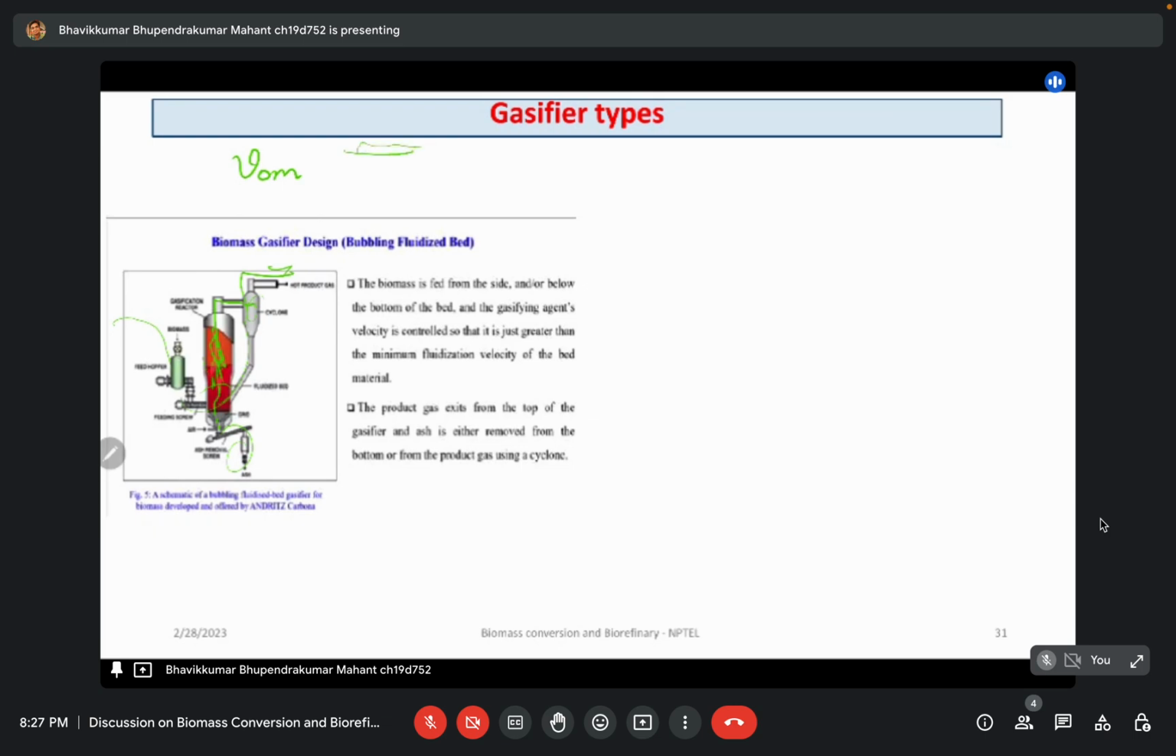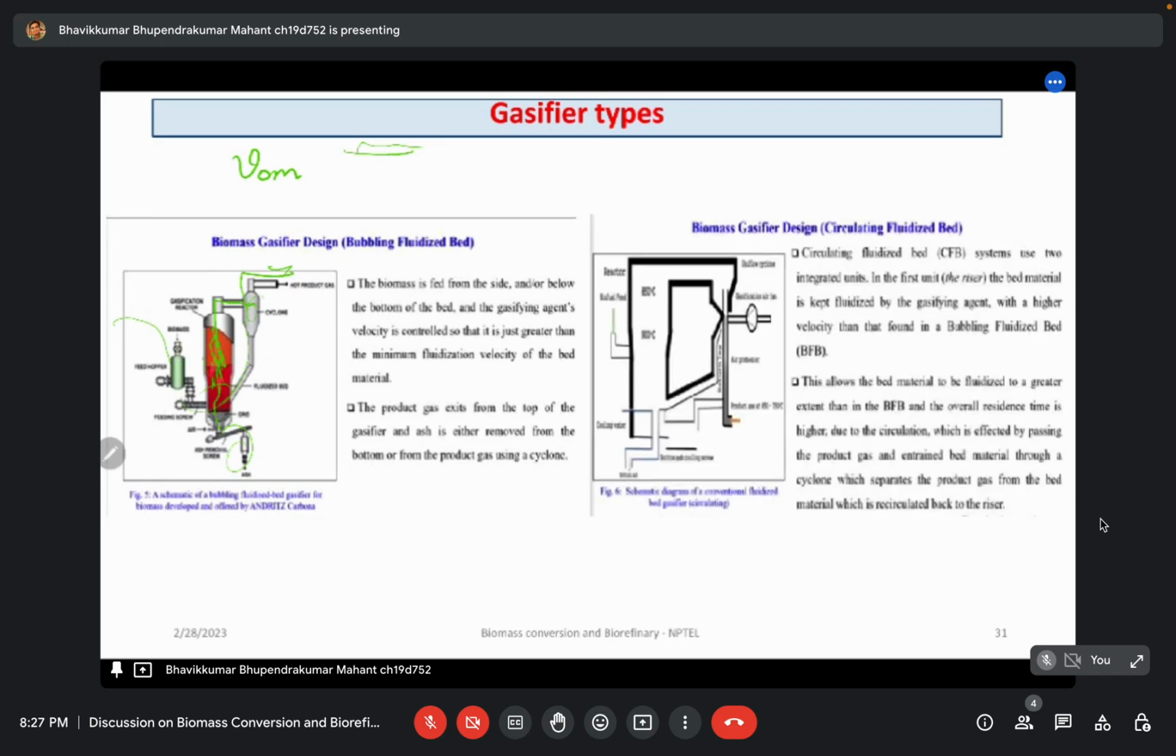If you consider, say, 5 meters per second velocity is required for the air, which is the minimum fluidization velocity, then 5.2 or 5.4 must be maintained, which is just greater than the minimum fluidization velocity. So there will be no very rigorous fluidization taking place. The product gas exits from the top of the gasifier, and the ash will be down.